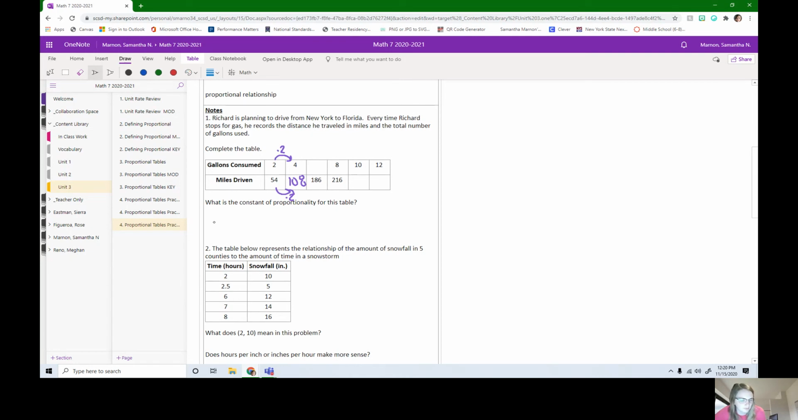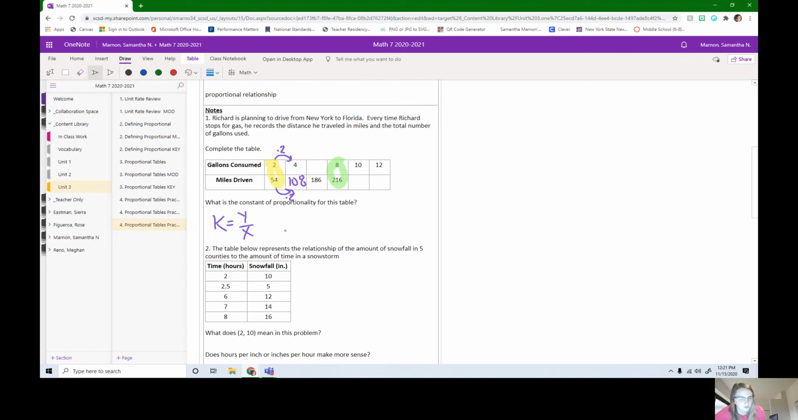So to figure out the constant of proportionality, which we're representing as K, it's Y divided by X. So this table is already a proportional table. It's proportional, so we know that the unit rate is going to be the same. So we just have to pick one row that we want to use, and we can find the unit rate. So you can either use this 2 and 54, or you can use this 8 and 216. We can find that K, that unit rate, that constant of proportionality, and we can use it next to the table.